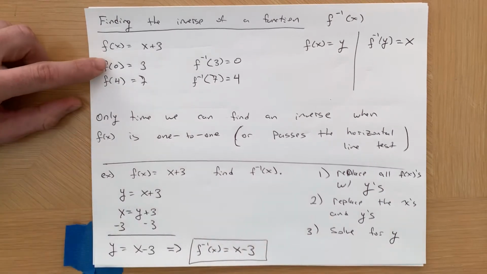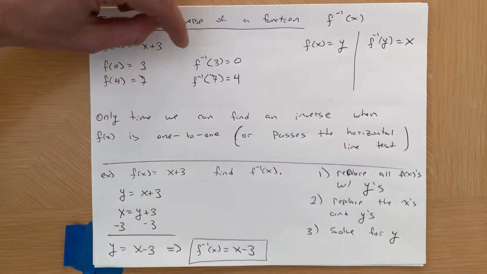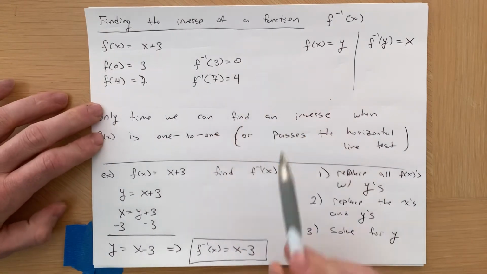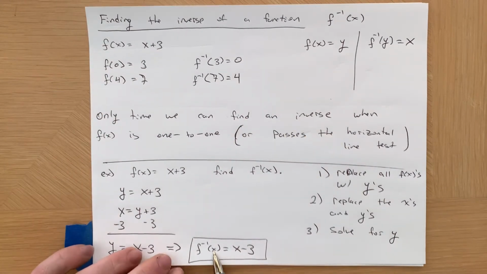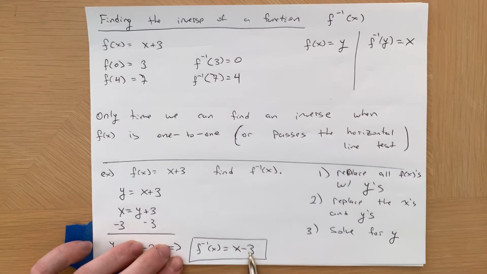So if you look up here, we saw f of 0 is 3. And that means we needed to have f inverse of 3 being 0. If you plug in 3 to this function down here, you do get 0. You get 3 minus 3, which is 0.